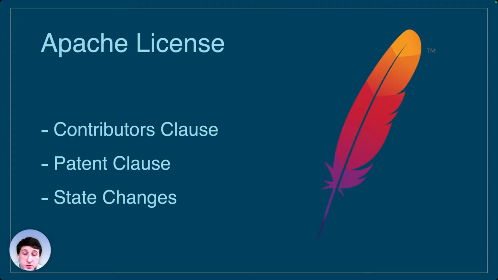And then there's also a clause here that says you need to state the changes that you make to the software. So if you take the Apache licensed software, create a new project, and modify the original software, you're supposed to state what those modifications are. Now, how you do that, people could debate.